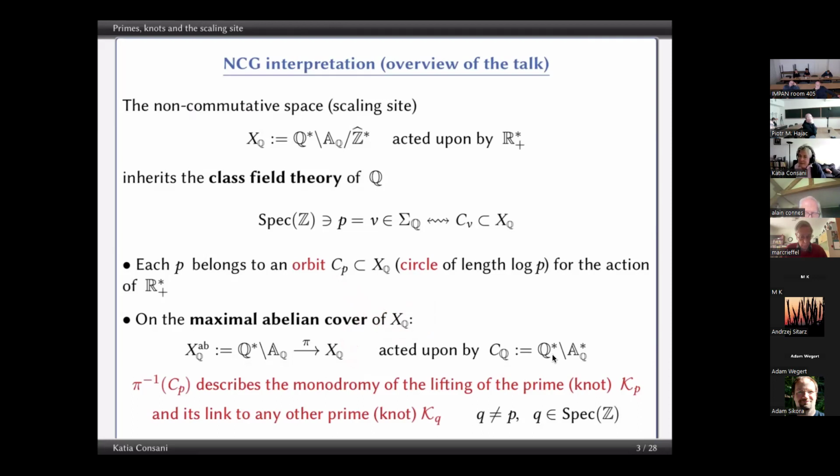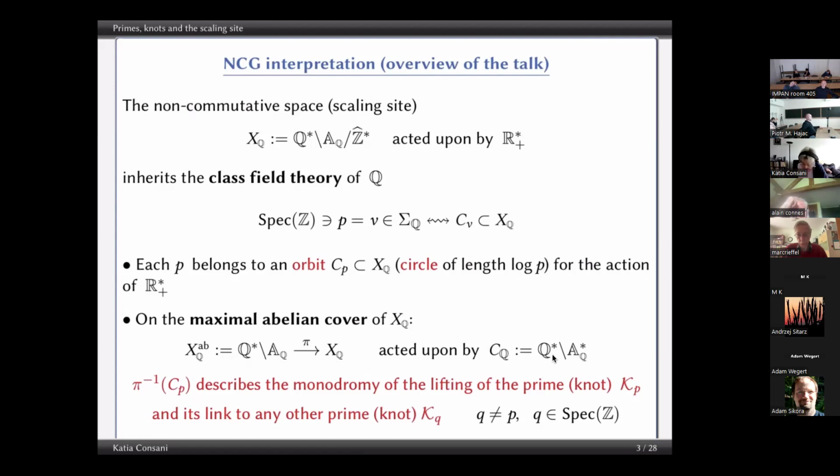which is the same strategy as in topology, as you saw in the previous talk, when you want to understand the link of two knots, because you take the first knot and you look at the image of pi1 of the first knot in the complement in S3 of the second knot. Now here you have to remember that S3 would correspond, at least locally, to the maximal abelian cover of XQ.